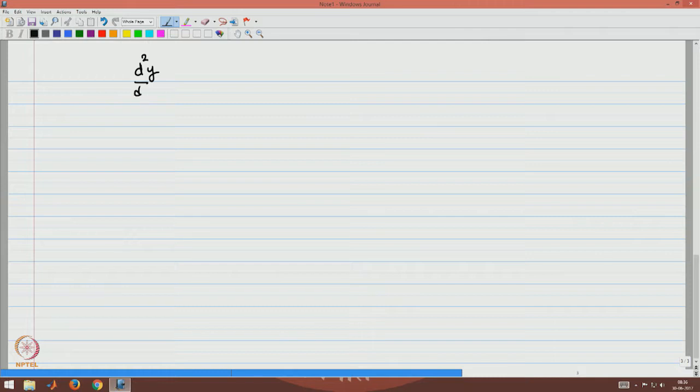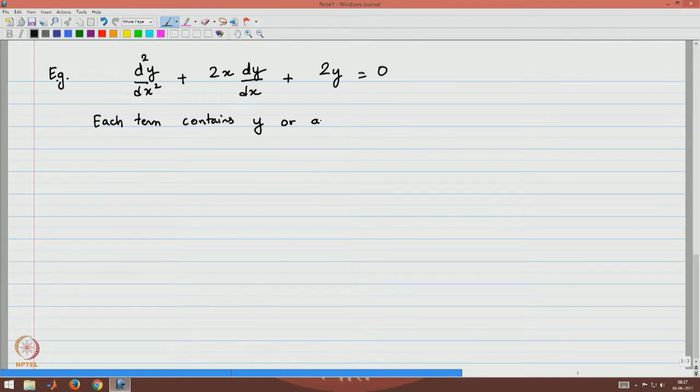d square y by dx square plus 2x dy by dx plus 2y equal to 0. Okay. Now, if you see, each term contains y or any derivative up to order 1 and there are no cross terms.